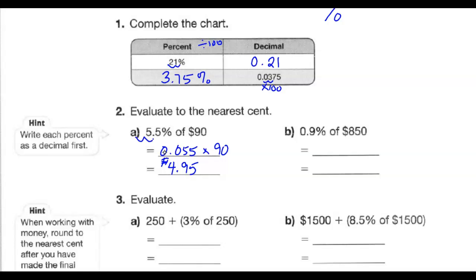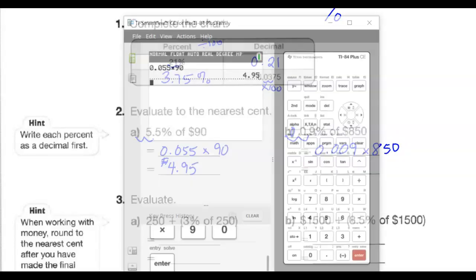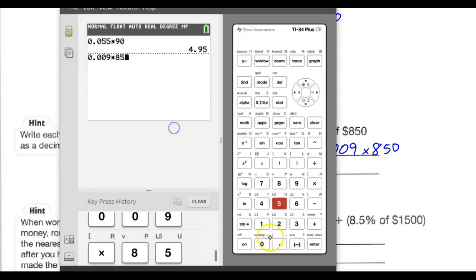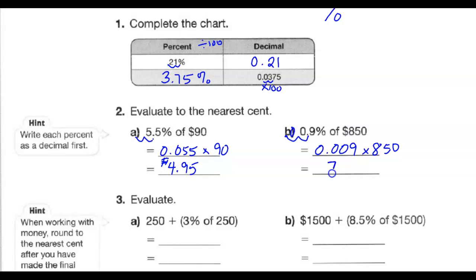Okay, and then the next one, same thing. Divide by 100, that's going to move the decimal 2 to the left, so it gets to 0.009 times 850. So 0.009 times, what is that, 850? 7.65, and it's money, so $7.65.